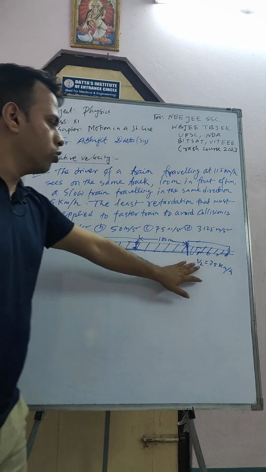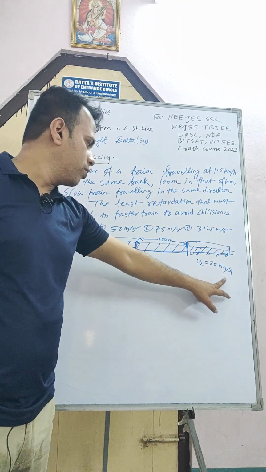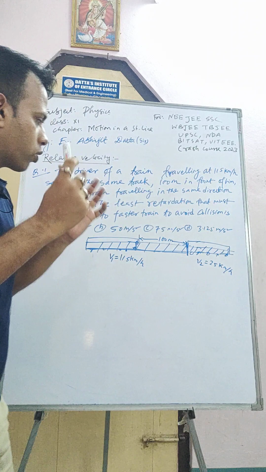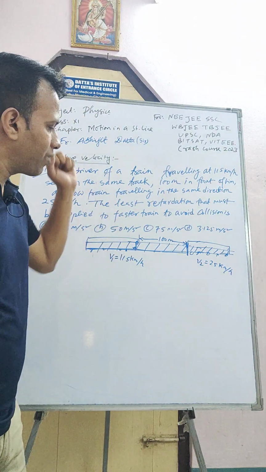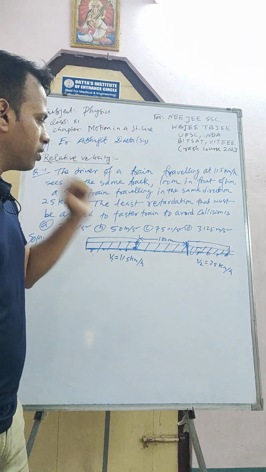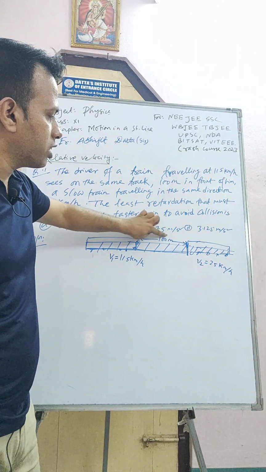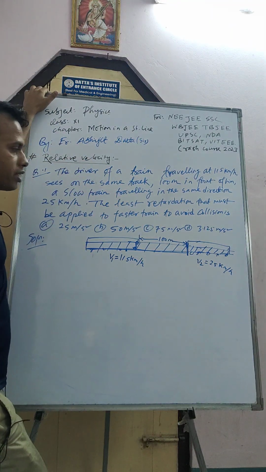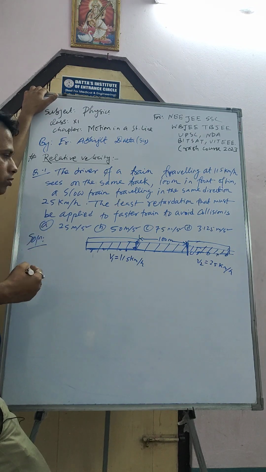If the velocity of this train is 25 km per hour and the other's velocity is very fast, they will collide. So to avoid the collision, the locomotive driver applies the brake. After applying the brake, there will be a retarding force and deceleration will start. So what will be the retardation? The retardation, that is the negative acceleration, is what we have to find out.